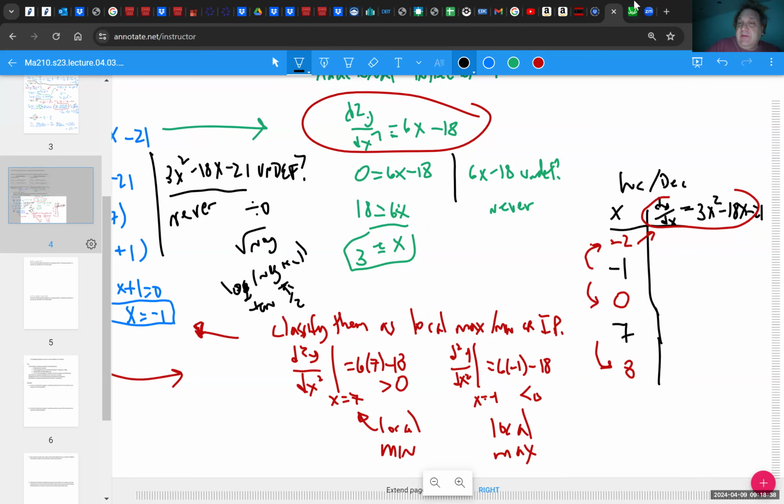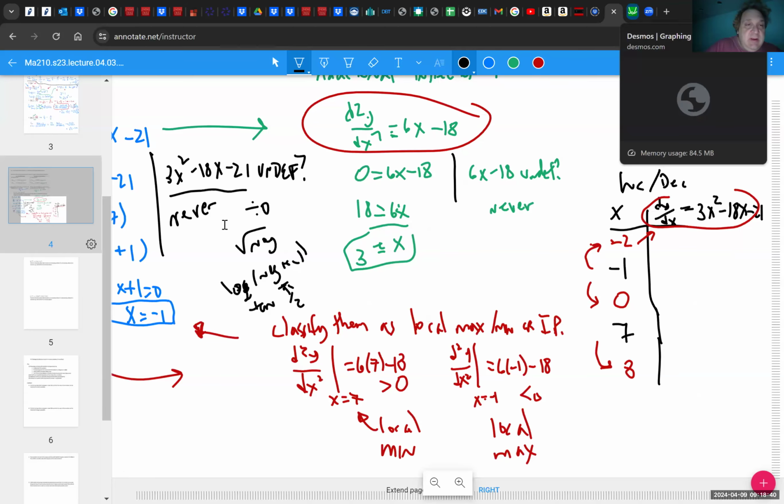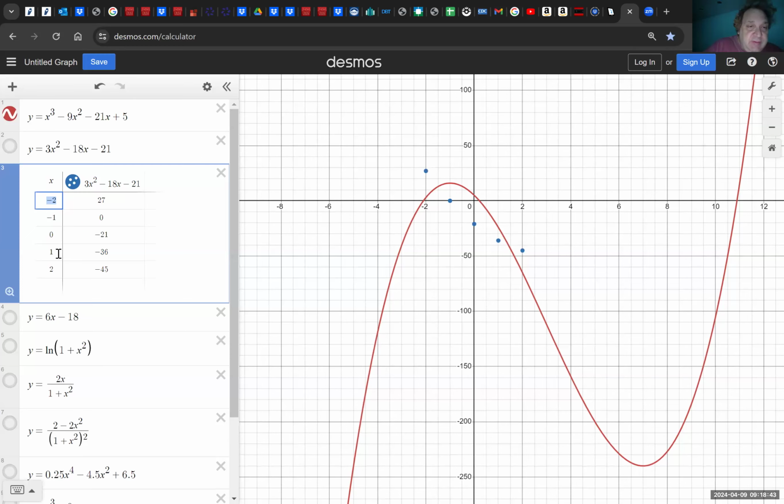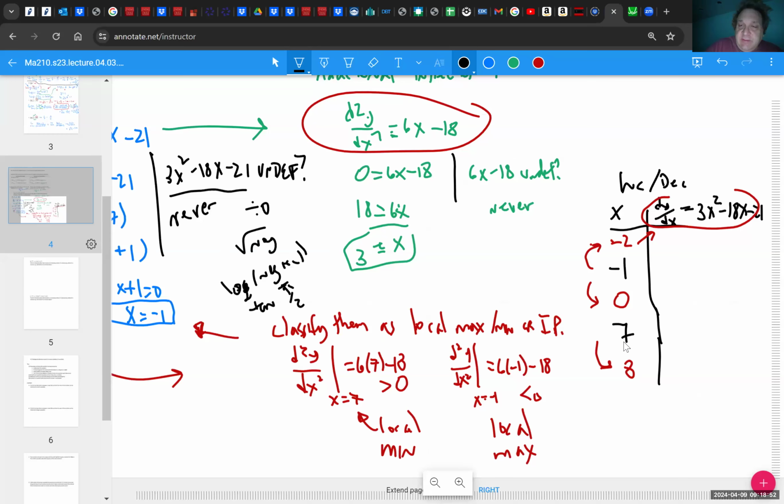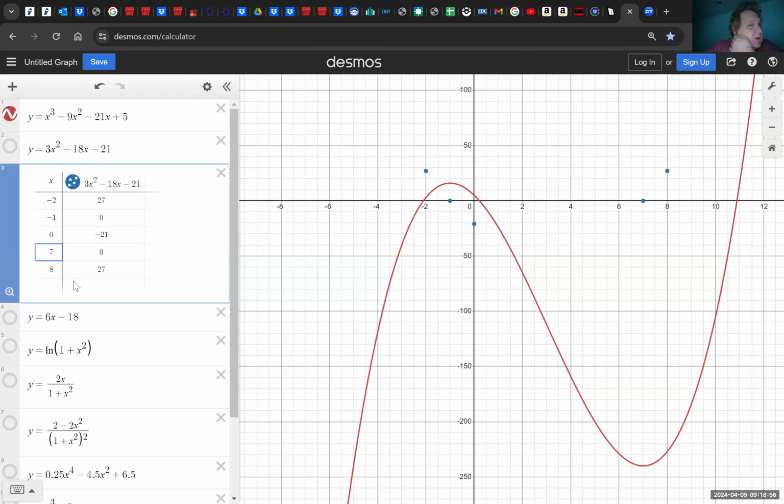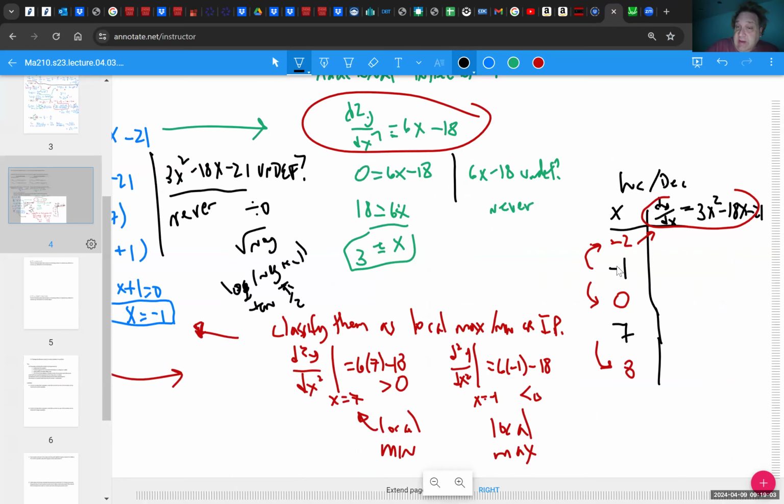I'll plug in -1 and 7 just for fun. So there's -2, -1, 0, and 8. Most of the numbers actually came up by default. Let me double check: -2, -1, 0, 7, and 8. Okay, so let me change this to 7 and 8. So -1 and 7 were the two critical points. I'll flip back real quick to remind you: -1 and 7 were the two places where the derivative was equal to 0, which is where we had a critical point.